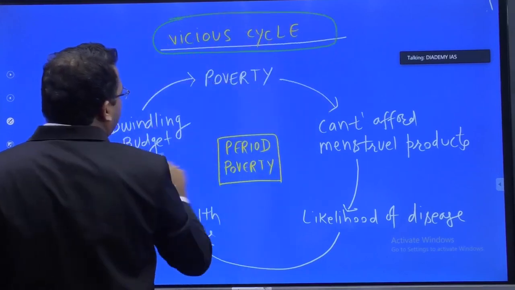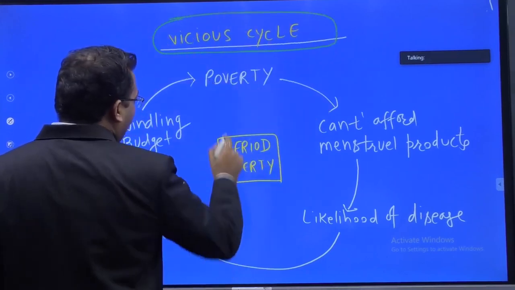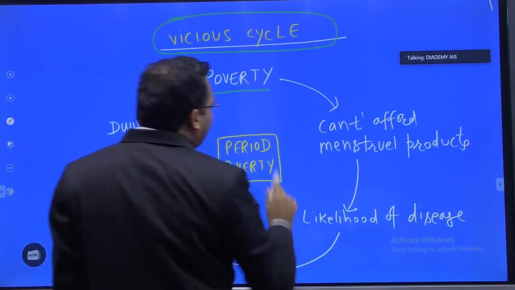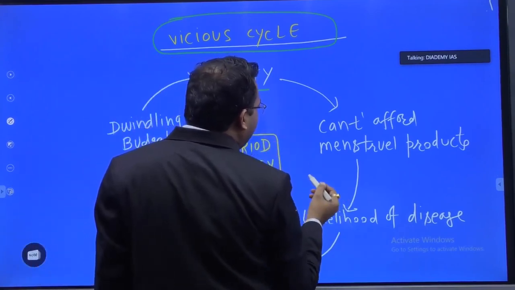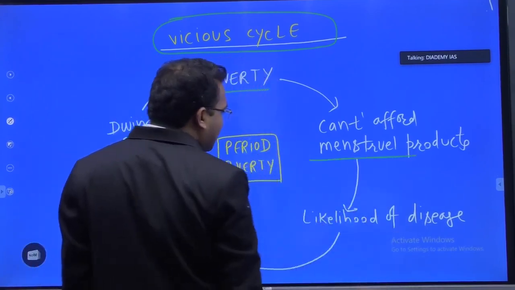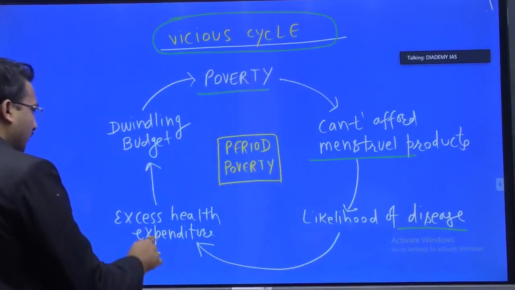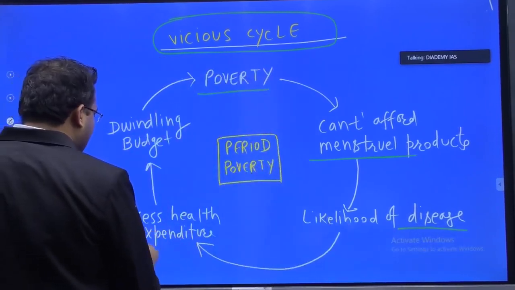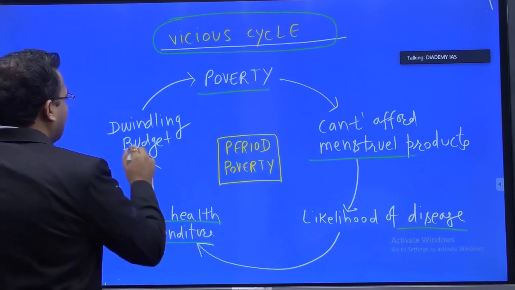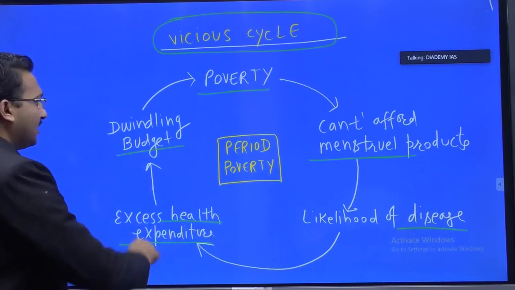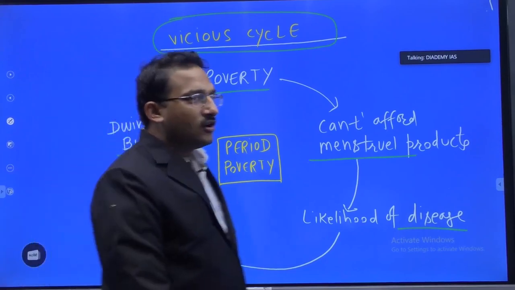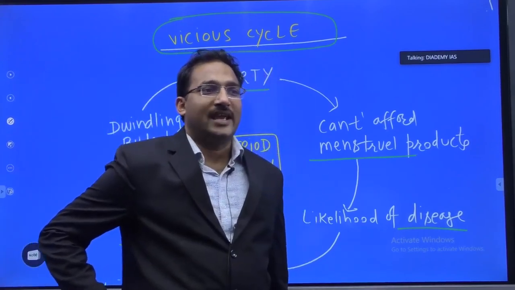For example, it is about period poverty. Because of poverty, females can't afford menstrual products, and because of this, there is a likelihood of diseases. That leads to excess healthcare expenditure, which leads to a dwindling budget, and again it leads to poverty, and they can't afford menstrual products, and it becomes a vicious cycle.